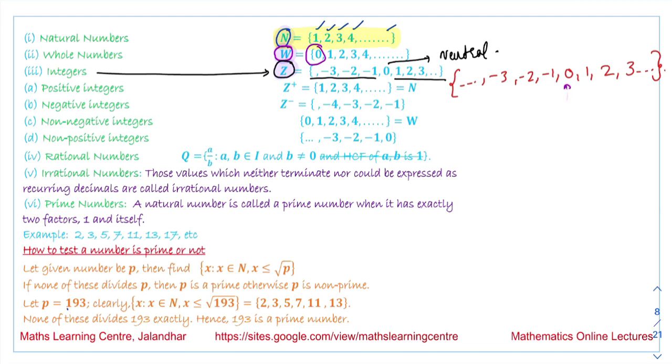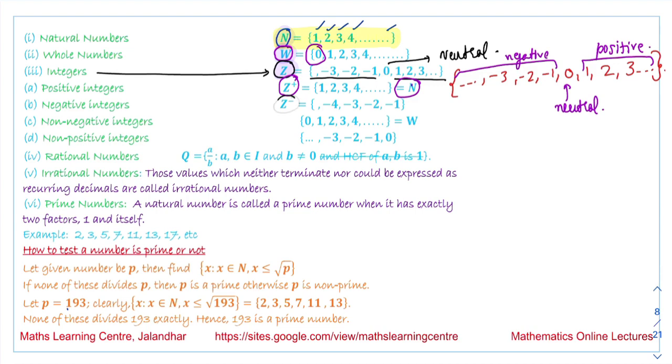We are saying this 0 is the neutral element. These are the positive integers. These are the negative integers. These are positive and these are negative integers. The positive integers are represented in this form, Z plus, and this is basically equal to the set of natural numbers.